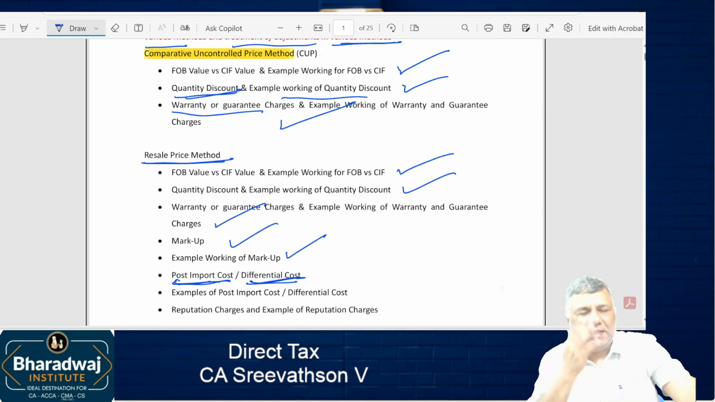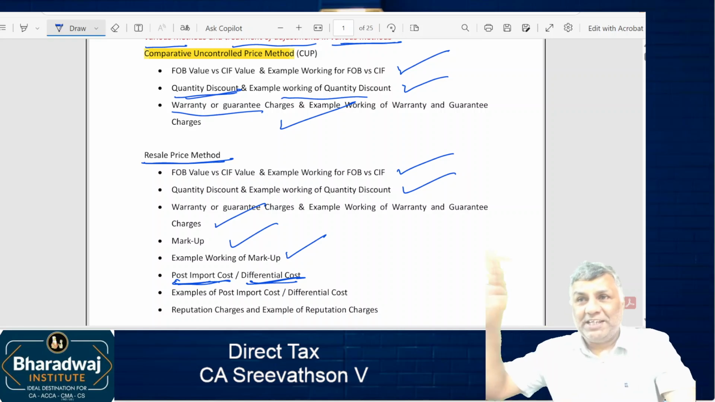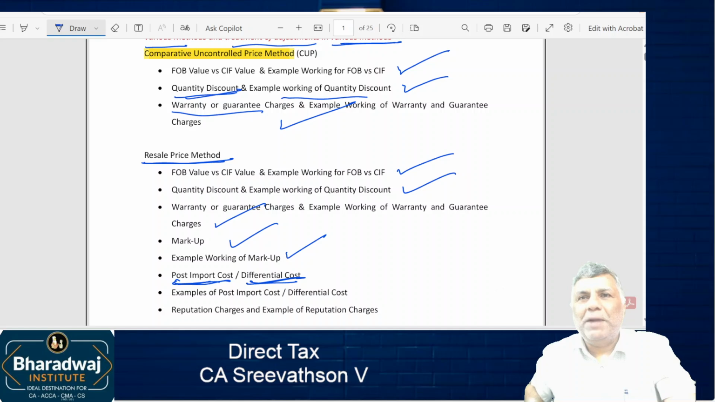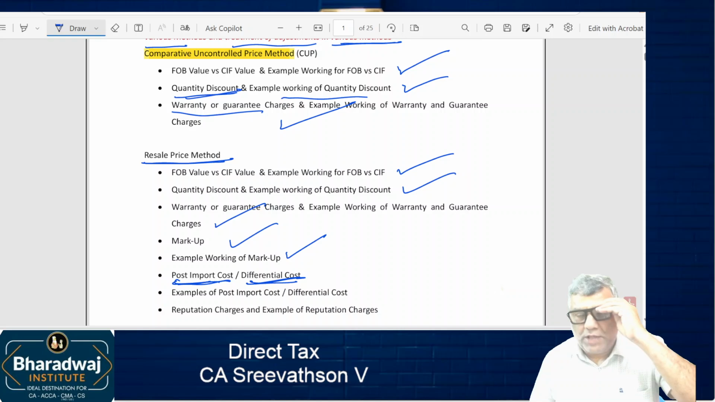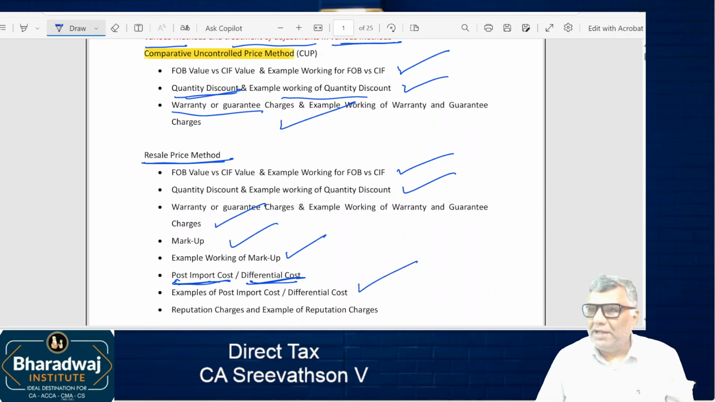In one of the questions in the classroom, we would have studied customs duty of 200 and a freight of 1,500 is incurred in the case of goods imported from AE, whereas it is only 200 in the case of independent enterprise. Our adjustment will be to the extent of the difference. Am I clear to you?